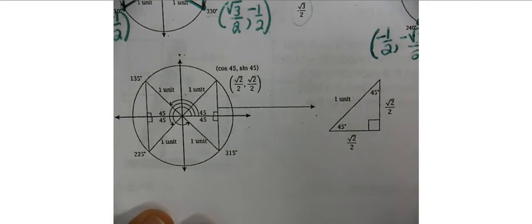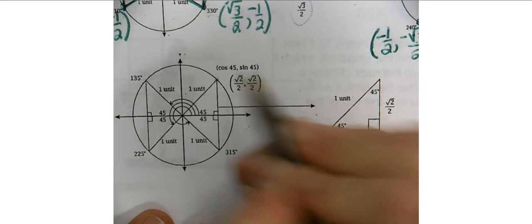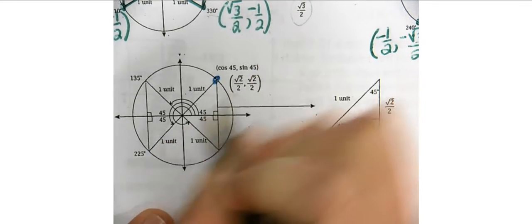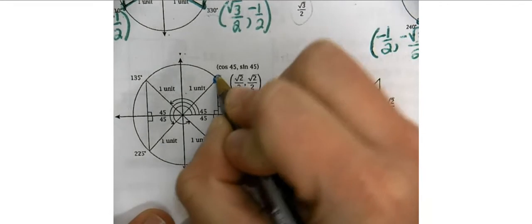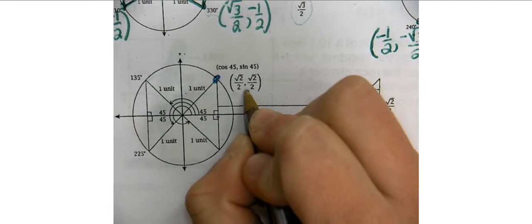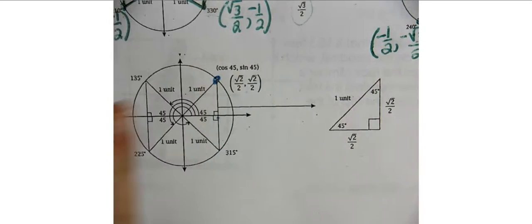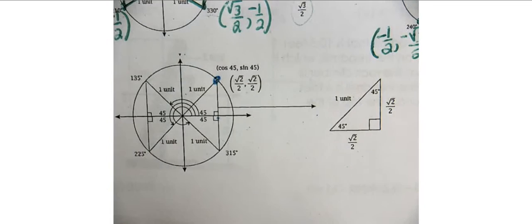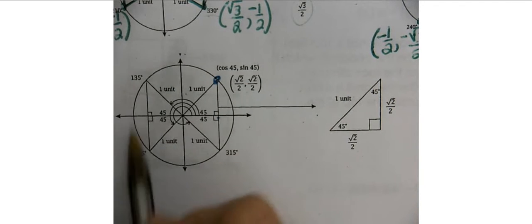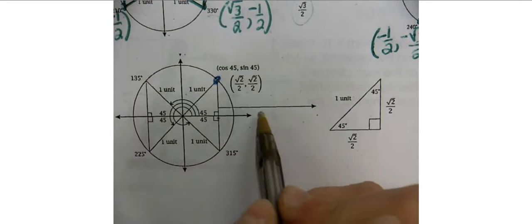So in order for me to identify the ordered pair of 45 degrees, I'm going to go over the square root of 2 over 2, up square root of 2 over 2. So that is my ordered pair. And I'm just going to reflect this special right triangle across the y-axis and across the x-axis in order for me to come up with my other angles.